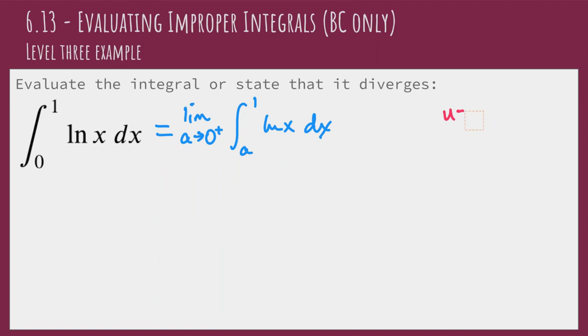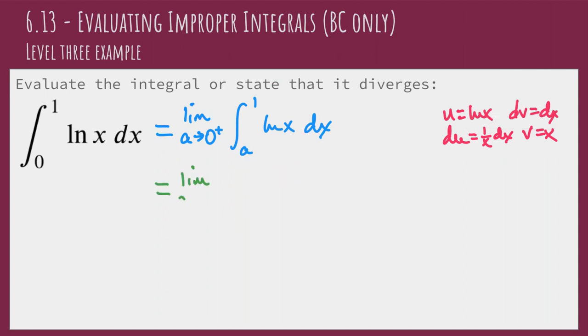So to evaluate this, we're going to say u equals the natural log of x, and dv is equal to 1 dx. This is a little trick that we can do with integration by parts so that we can use the derivative of natural log, which we know, to evaluate the antiderivative of natural log. So du is equal to 1 over x dx, and v is equal to x. So this integral right here is going to be equal to u times v minus the integral of v du.